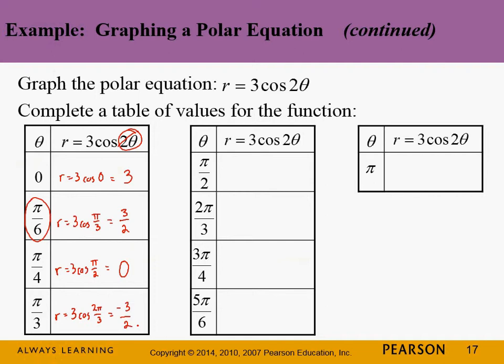We put in pi over 2, we get 3 cosine of 2 pi over 2, which is just pi. What's the cosine of pi? Negative 1. Negative 1 times 3 is negative 3.